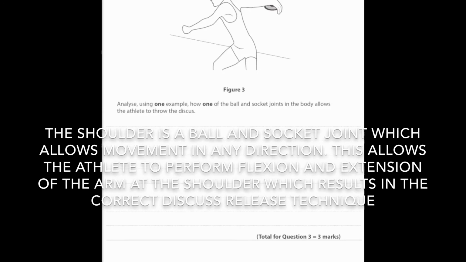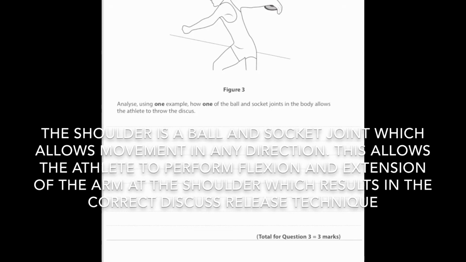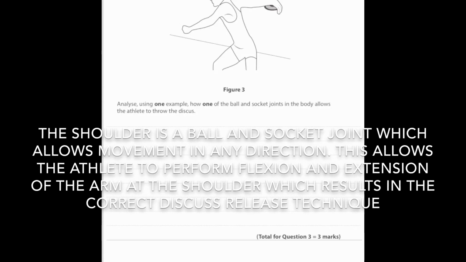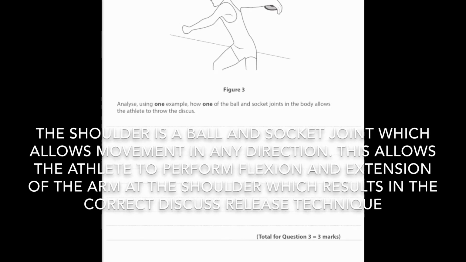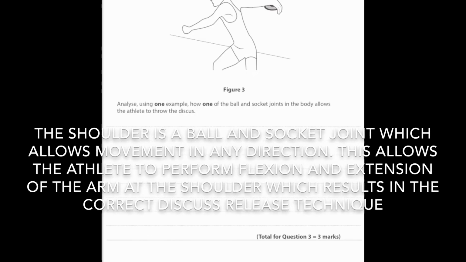So the point in this question, where I've written the point, is the shoulder is a ball and socket joint which allows movement in any direction. Then I've used an example of the movement that it creates, which is flexion and extension. And then I've linked it to sports and how it allows the performer to throw the discus by saying results in correct discus release technique. And that would, again, pick me up the 3 marks, the full marks for this question.